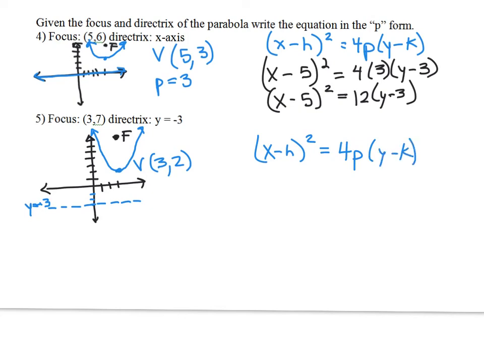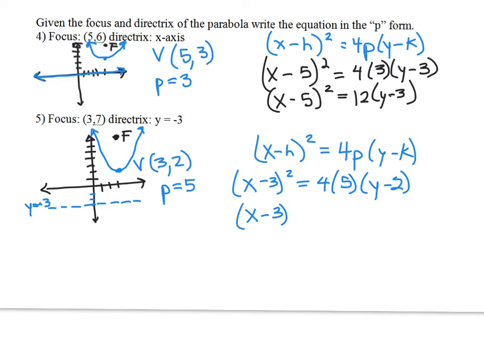So this one, let's see, we said our p must be how far it is from the vertex to the focus. That was that halfway number, 5. So I'm going to say (x - 3)² = 4 · 5 · (y - 2). And again, I don't need to write this in standard form, so I'm going to stop with the form (x - 3)² = 20(y - 2). And there is my p form of the equation.